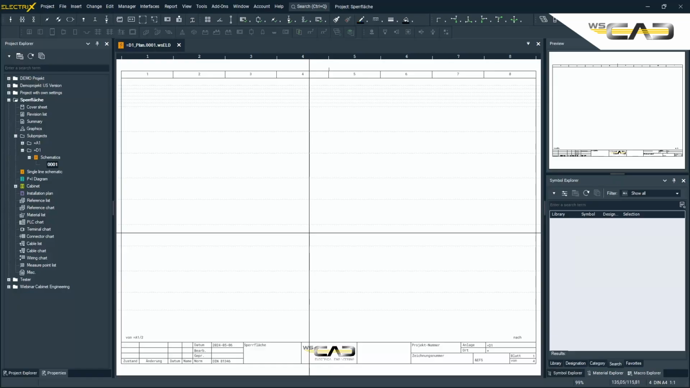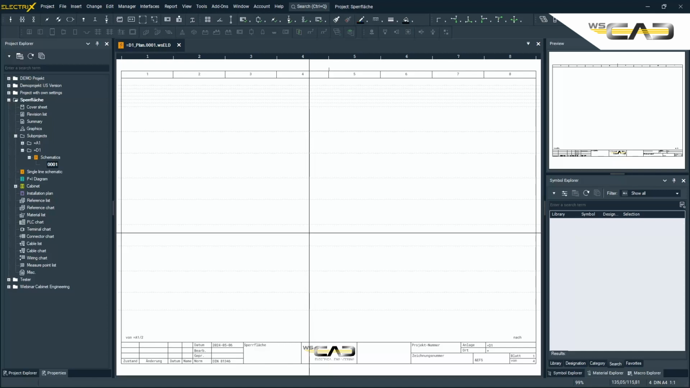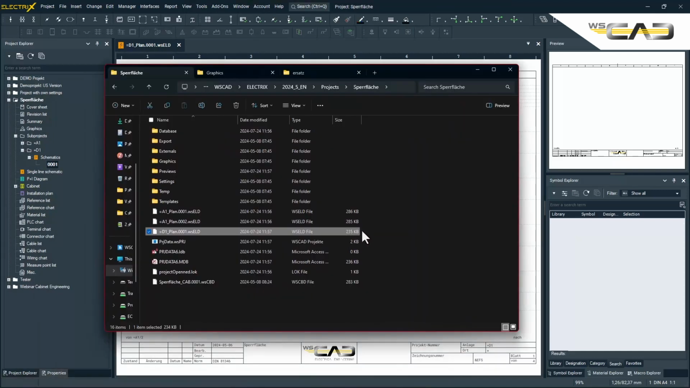Today, I would like to explain the difference between an inserted and a linked image. First, let's take a look at our circuit diagram page at file level. The page is empty but already contains some information and is therefore just over 200 kilobytes in size.